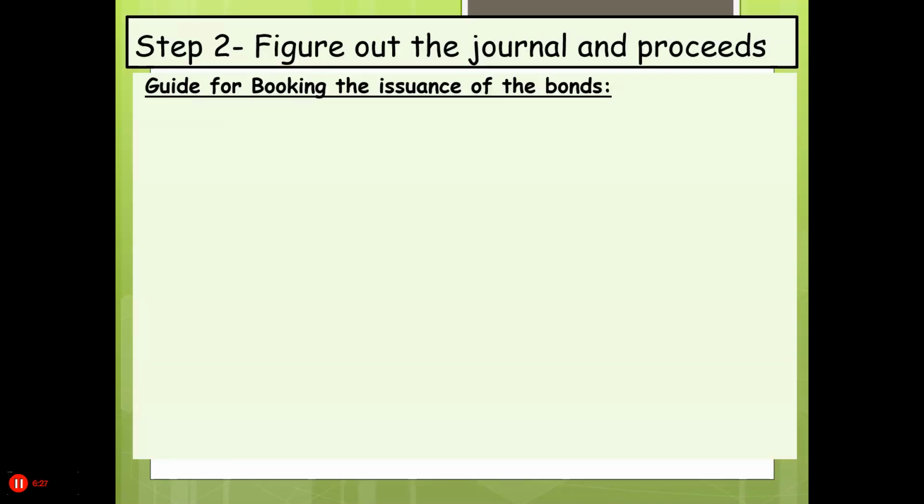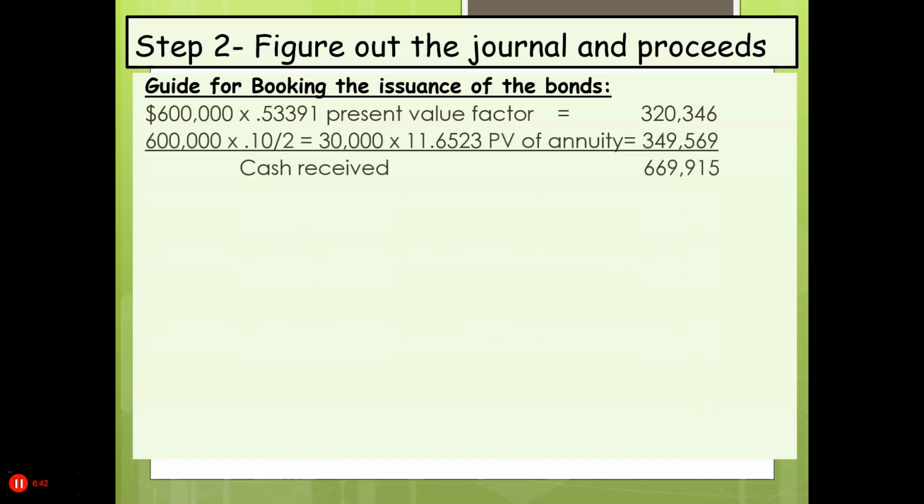So, first we're going to take the face of the bond times the present value factor. In today's dollars, based on 8% annually, it's worth $320,000. Then we're going to look at the interest payments, which are going to be $30,000 every 6 months times the present value of annuity factor. We're going to add that up, and now we know that we're going to receive $669,915 when these bonds are issued.